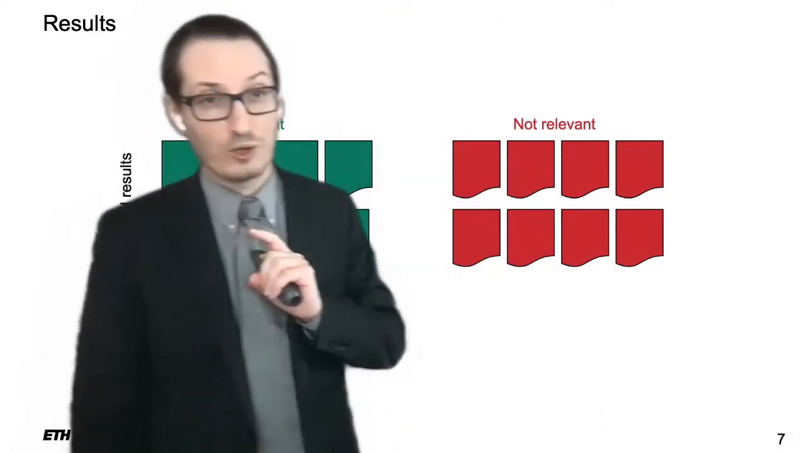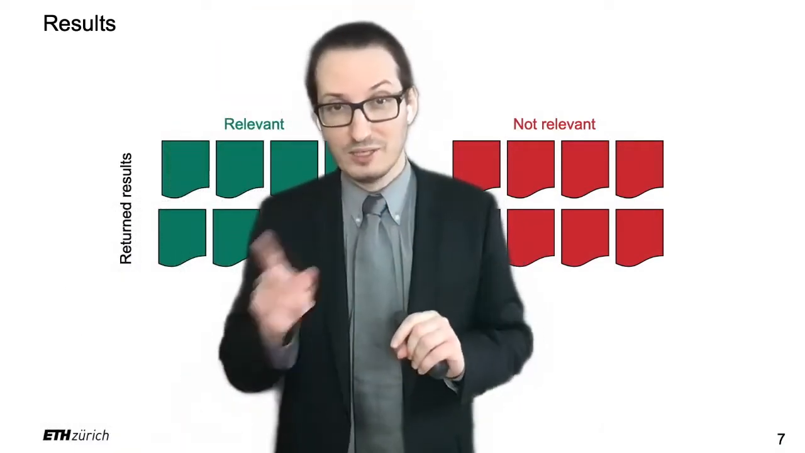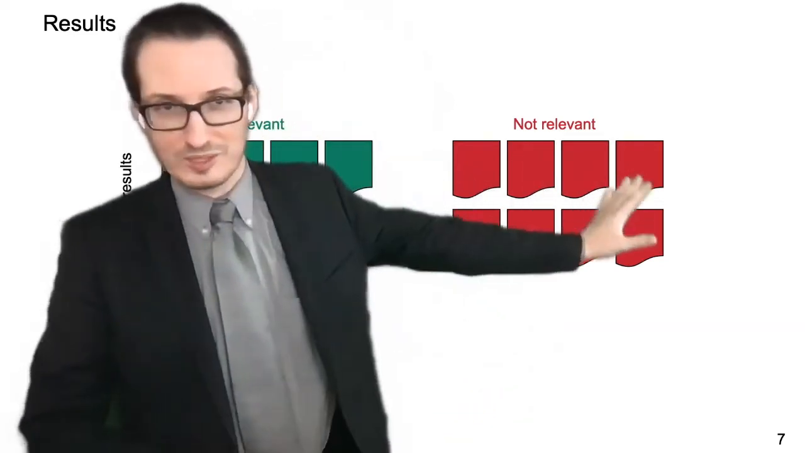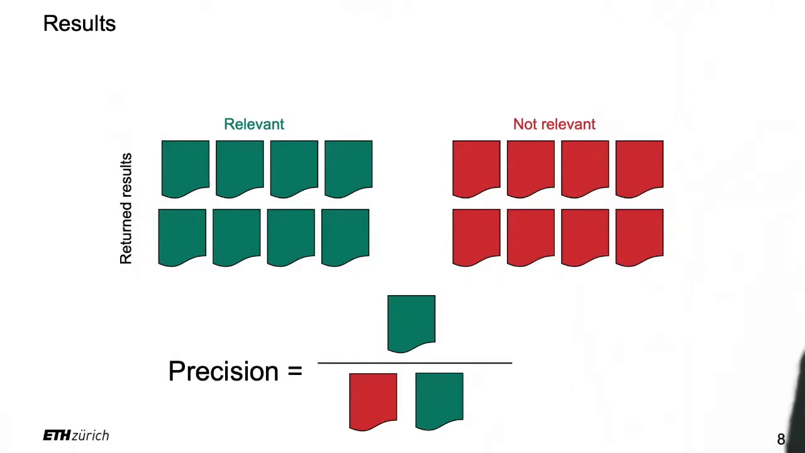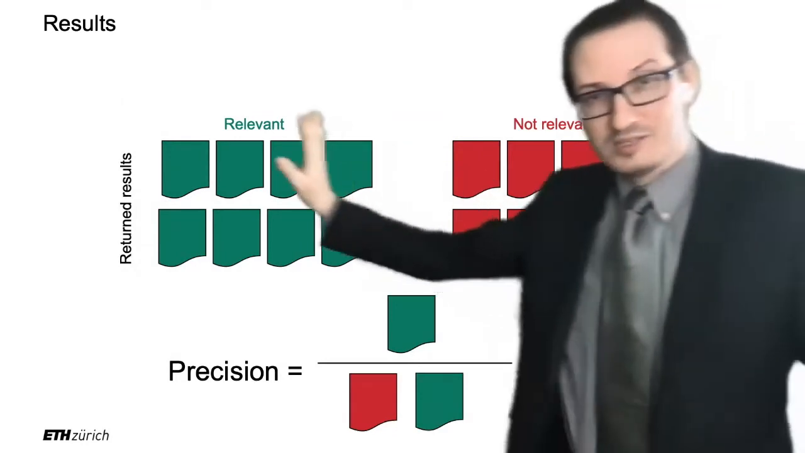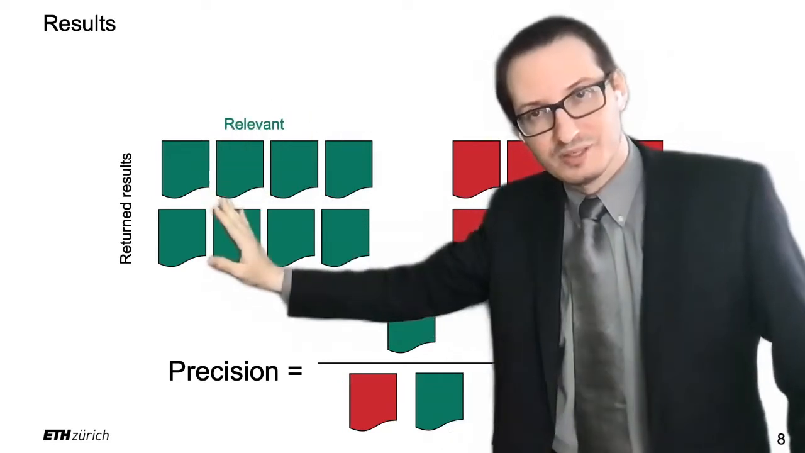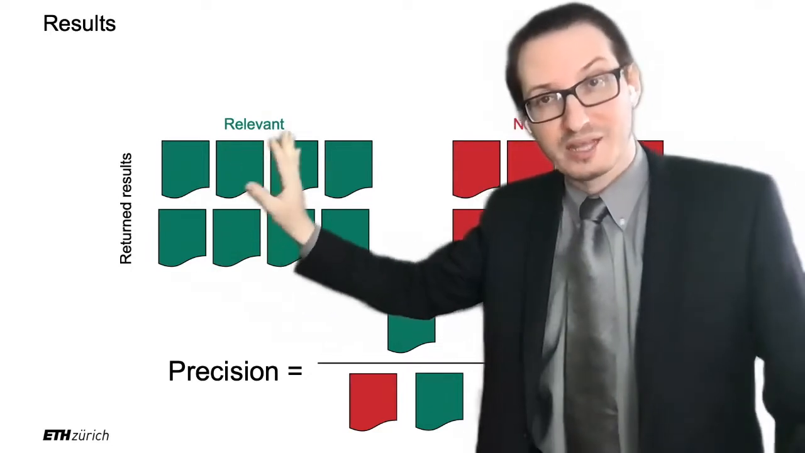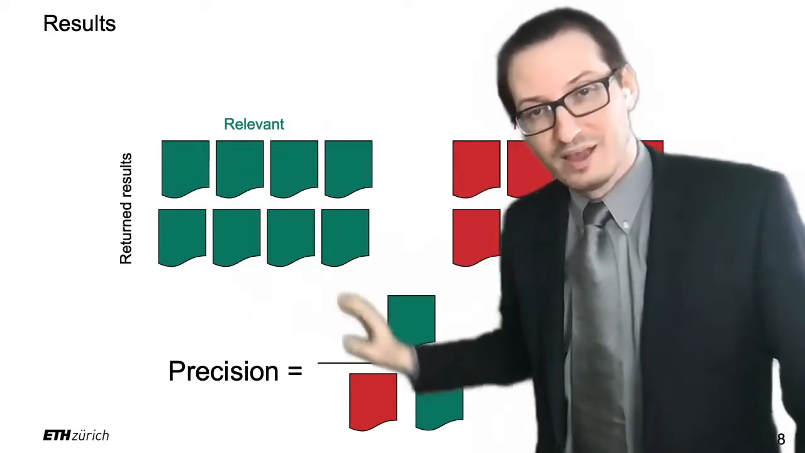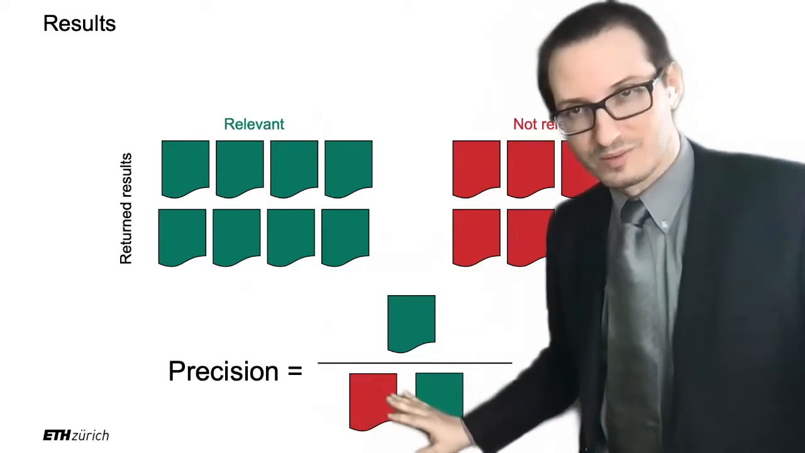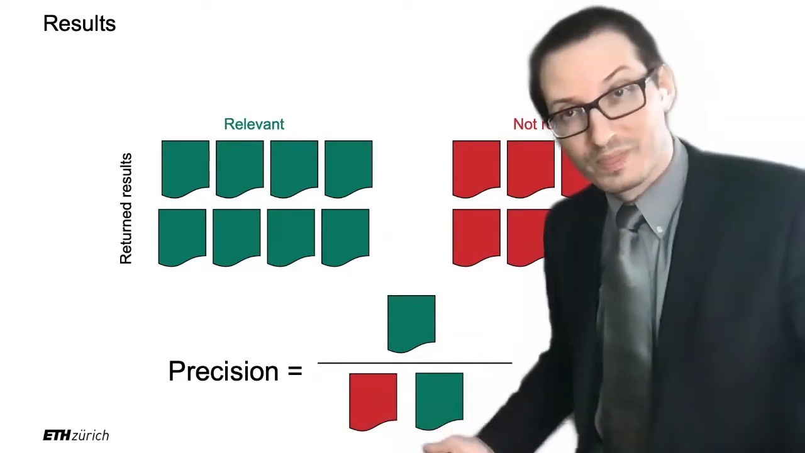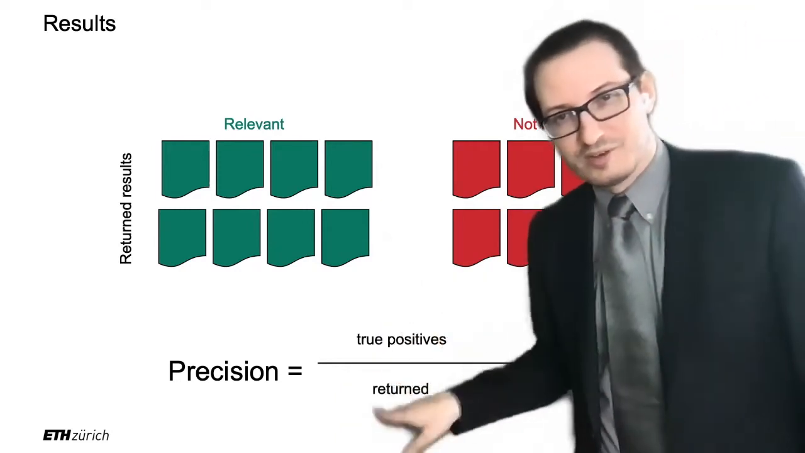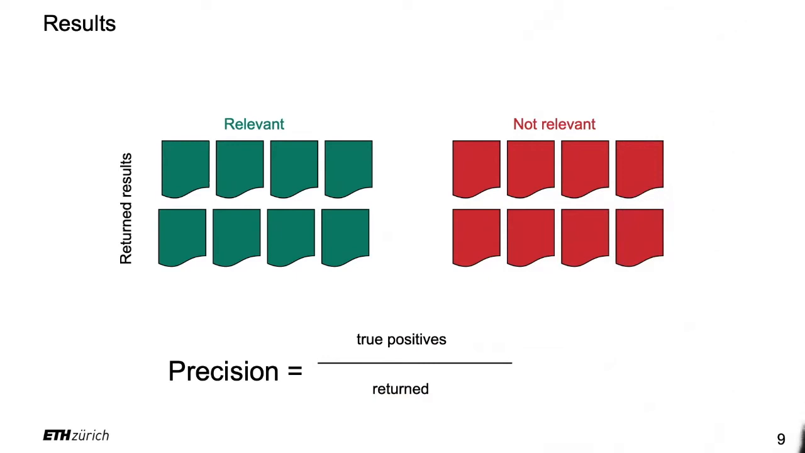So the first thing we can already compute with the number of items, here in green, and the number of documents in red, is the precision. The precision is the number of true positives divided by the total number of positives. So it's everything that you get and should get, divided by everything you got. It's the ratio of what is relevant to you in what you got. So the true positives divided by the returned.